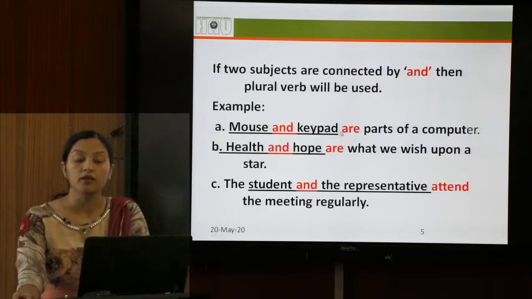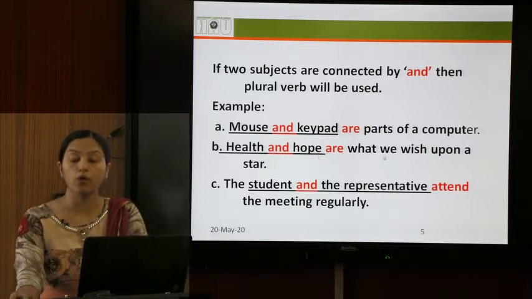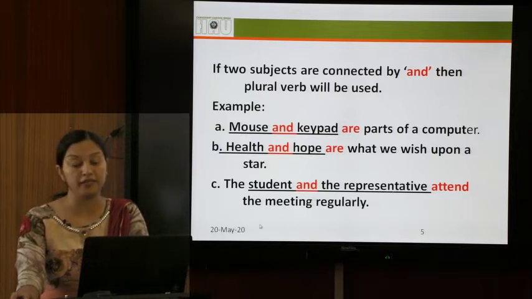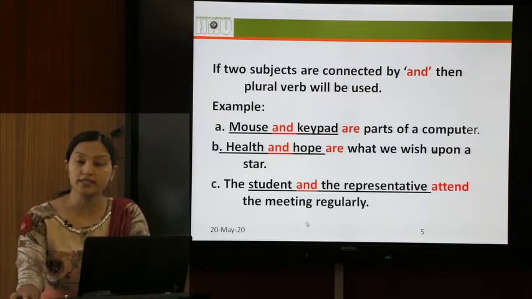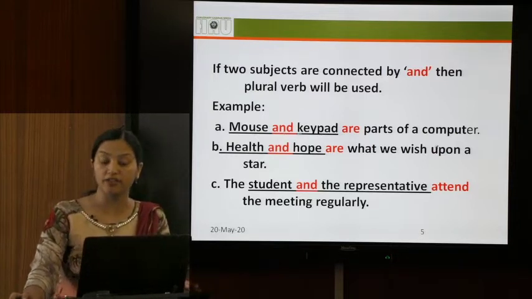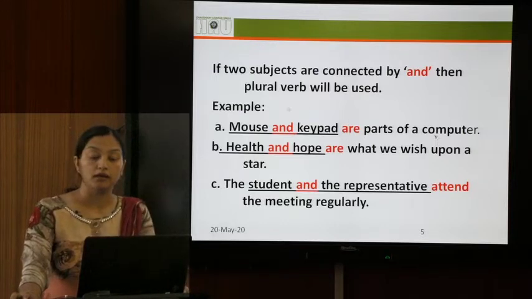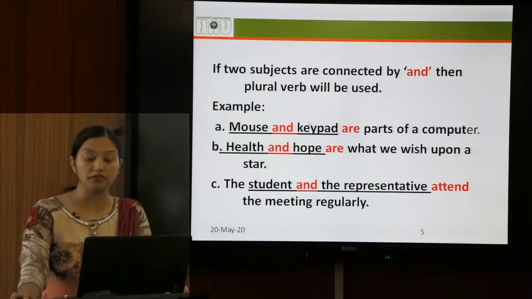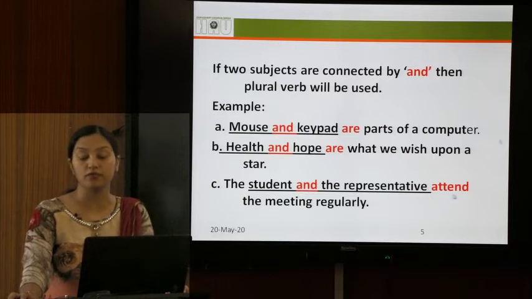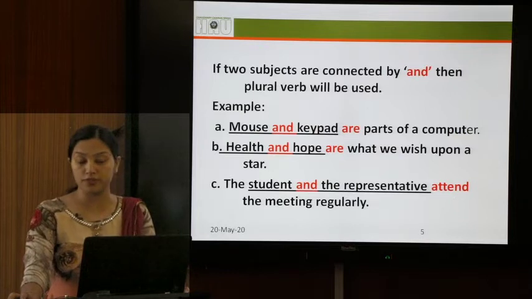These are parts of a computer. Health and hope are what we wish upon a star. The student and the representative attend the meeting regularly. In all these sentences, we have joined two different nouns with and, with which we are using a plural verb. According to the nature of the sentence, we are using a primary auxiliary as well as a main verb, and we are making it in its plural form and then using it.